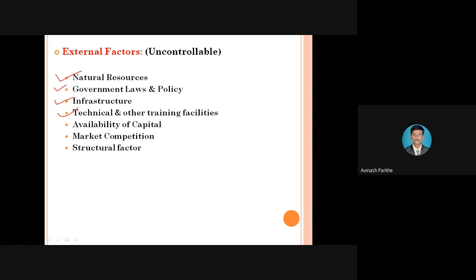So to manufacture that particular product, to use that particular manufacturing process, initially we have to conduct some trainings. We have to take the trainings from the government or some other organizations, and then only I can go for the implementation of the new organization or the development of a new process or new product. Therefore, technical and other training facilities also play a very important role.